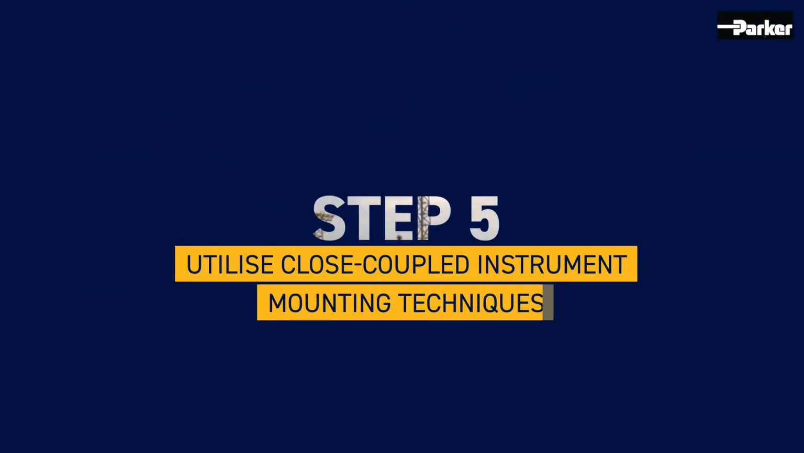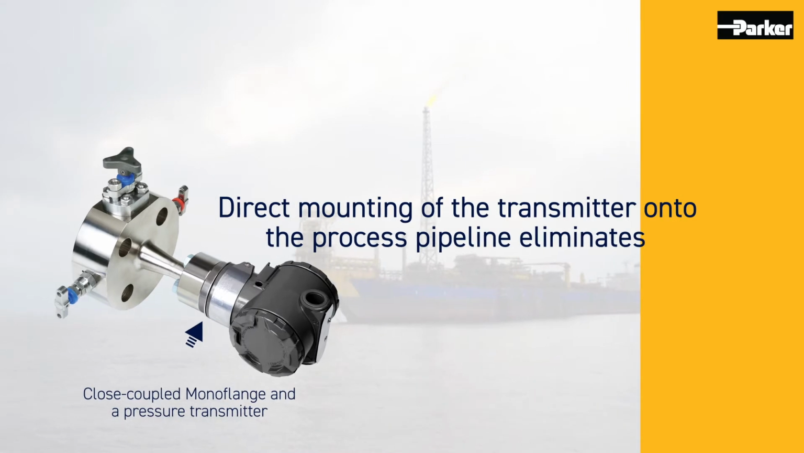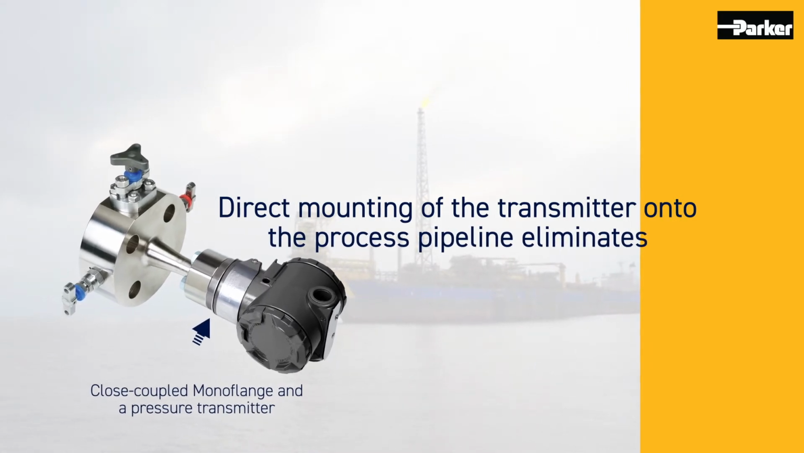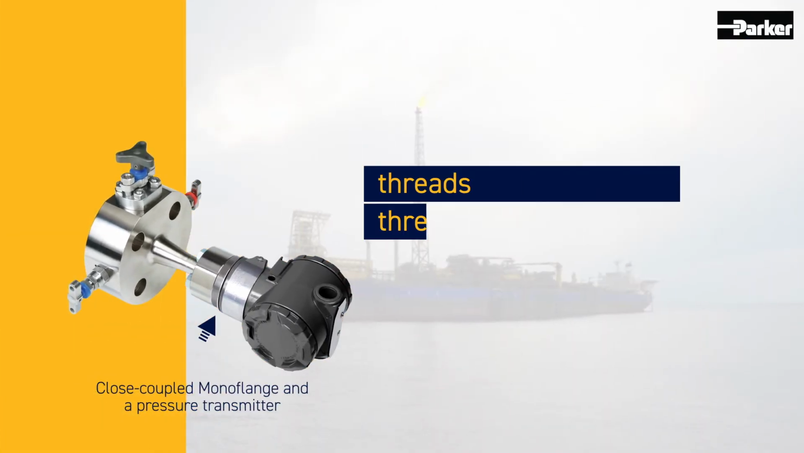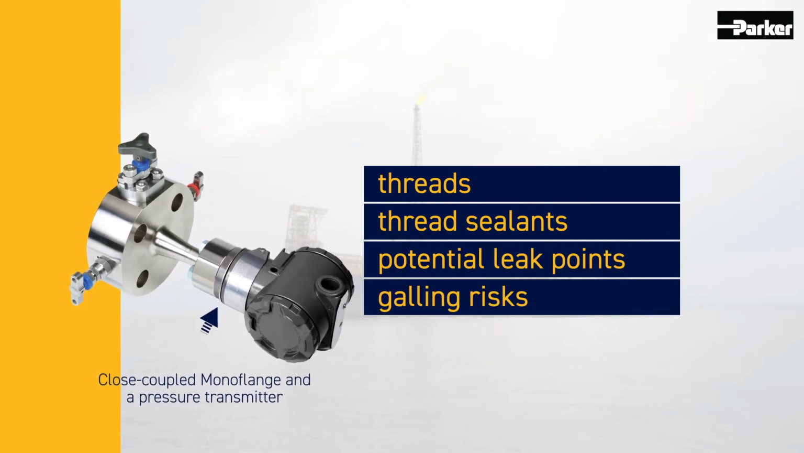Step 5. Utilize close coupled instrument mounting techniques. Direct mounting of the transmitter onto the process pipeline eliminates threads, thread sealants, potential leak points, and galling risks.